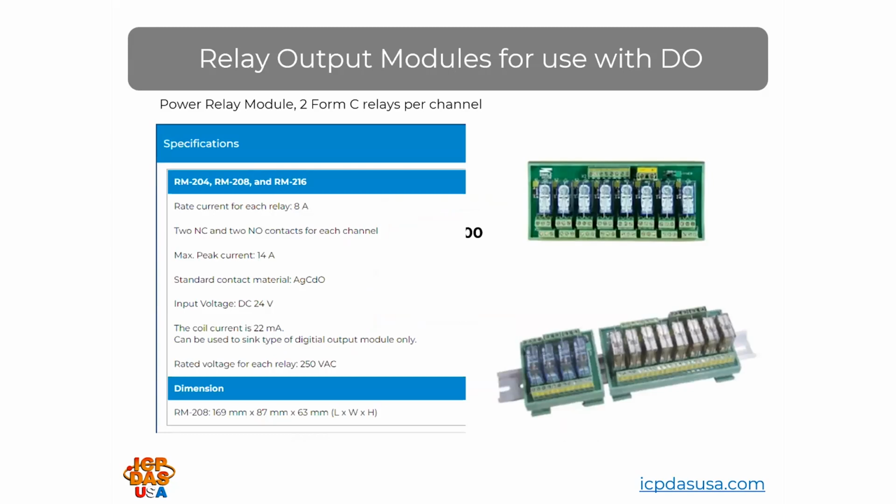In addition to those RM216 that I showed you earlier, we also have other types that have different numbers of relay outputs. These are being used for triggering relay outputs based on a digital output. So you send a digital output and then it triggers the relay output.